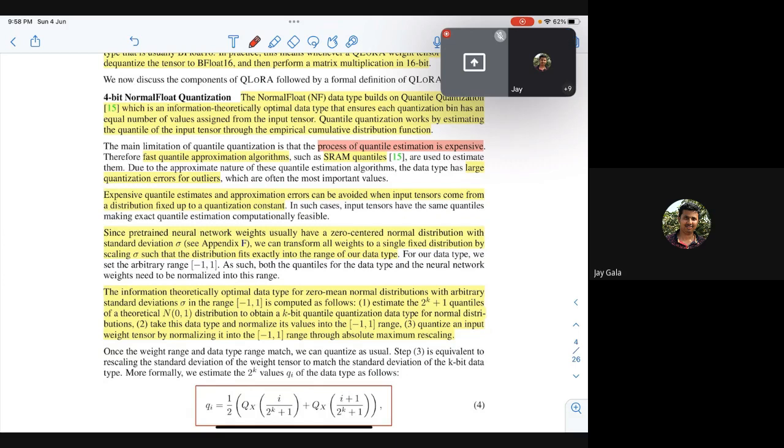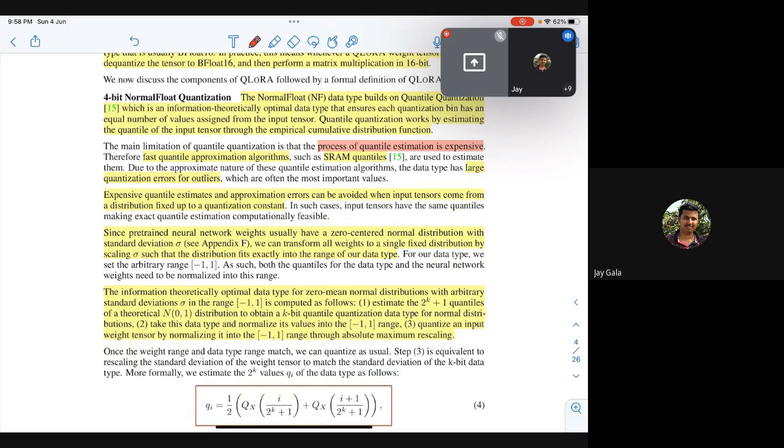One is SRAM quantize, but they themselves have some limitations and suffer from large quantization errors for outliers. So overall, the goal of the authors is to still reduce the computational costs of doing this estimation, but get as much precision as possible.